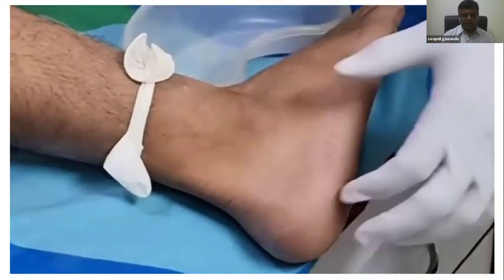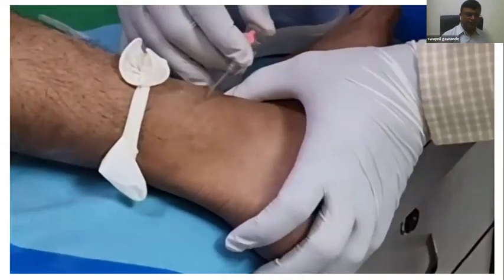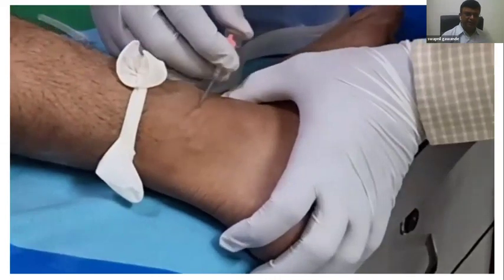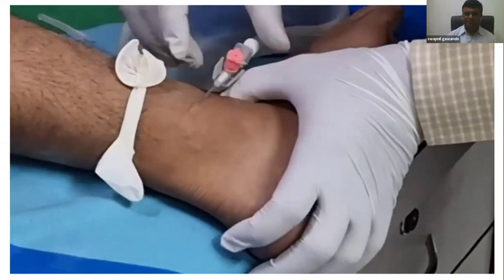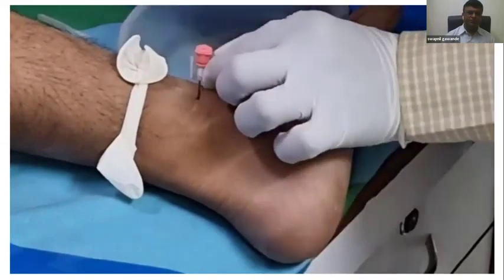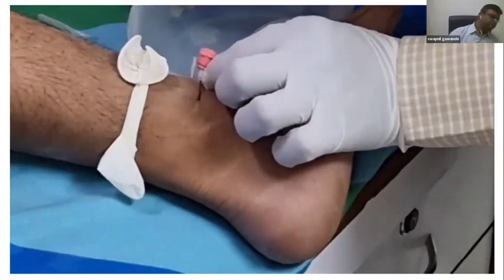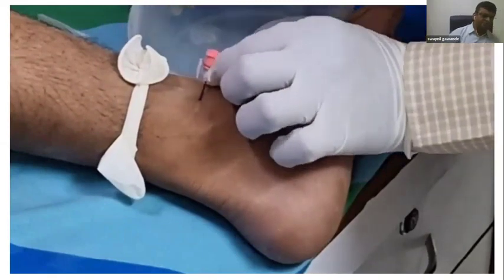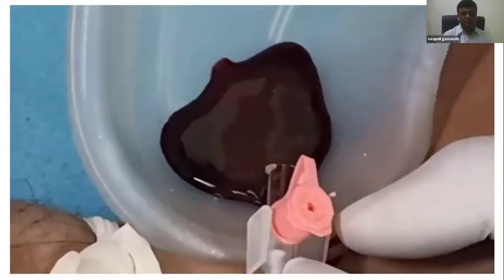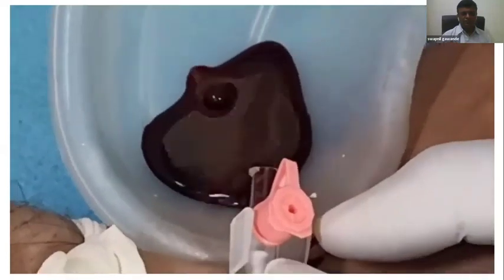Here I have tied latex gloves so that they work like a tourniquet and also have flexibility, and it will make the vein more prominent. And here we are going to do the Rakta Mokshana. You can see that the color of the blood is very brownish, very dark black, and also very thick.